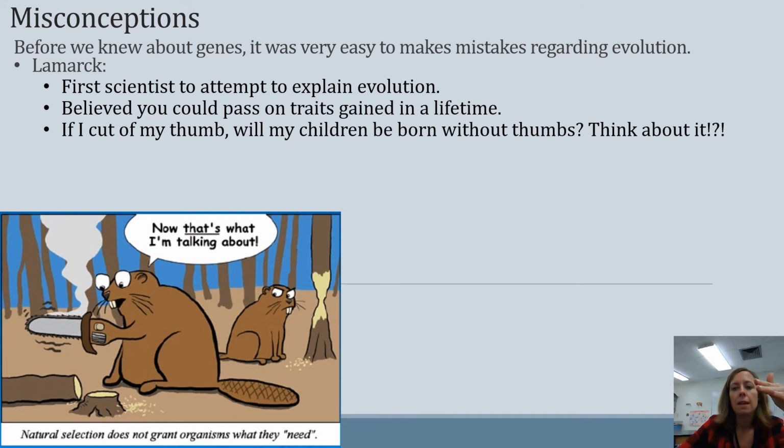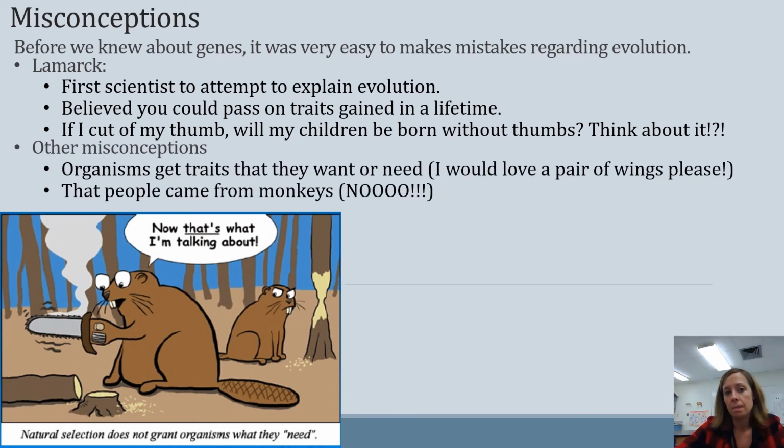He came up with this by looking at giraffes, right? He thought that the giraffes in their lifetime stretched their neck to try to get the leaves at the tops of the trees. And as they stretched, their neck got longer. Then they had babies that had that long neck. Keep in mind, Lamarck didn't know about genes. So he didn't know that you can't change your genes once they're in you. Like, if I cut off my thumb and I have a baby, will it only have 4 fingers and be missing a thumb? Think about it. Don't say yes.